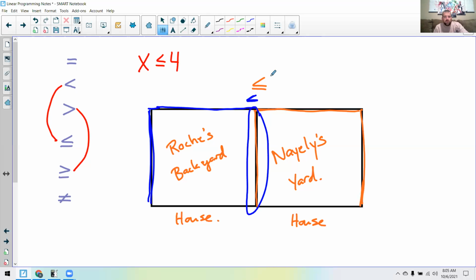And when we graph, we're going to use a different type of line to determine which one of these things I'm talking about. But again, if the boundary is part of the solution or part of the graph, it's going to be less than or equal to. And if it's not, it's going to be just less than or greater than.